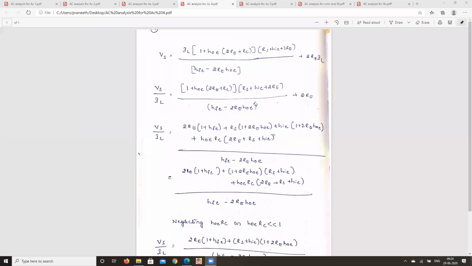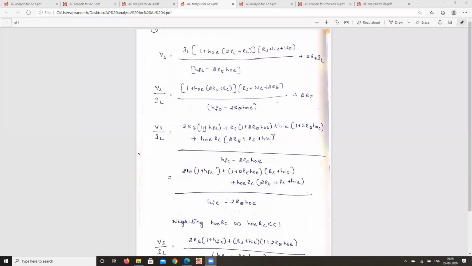So what you'll do is, after taking the LCM and expanding all the terms, just make each and every term common. అంటే నేను ఈ స్టెప్ డైరెక్ట్గా వేసానండి. So what I have done is, I have taken out the 2Re term as a common term.